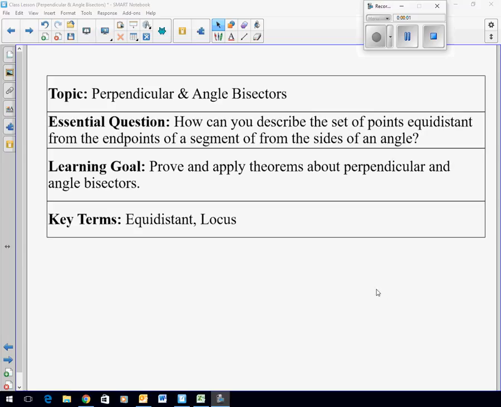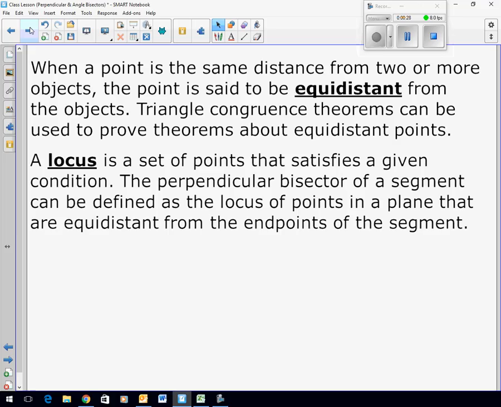Our topic today is perpendicular and angle bisectors. The essential question is, how can you describe a set of points equidistant from the endpoints of a segment? I should say, or from the sides of an angle. We're going to prove and apply theorems about perpendicular and angle bisectors. Our key terms coming up are equidistant and locus.